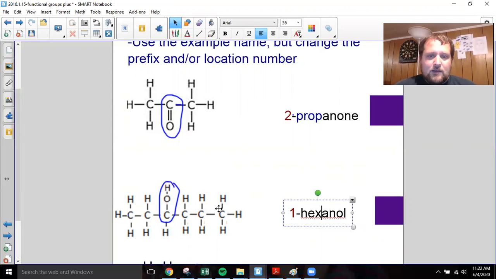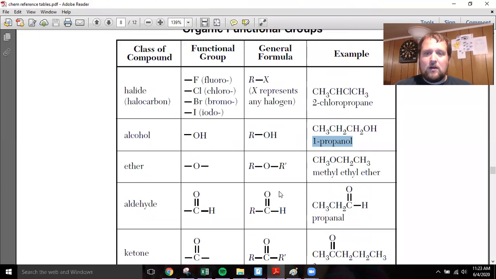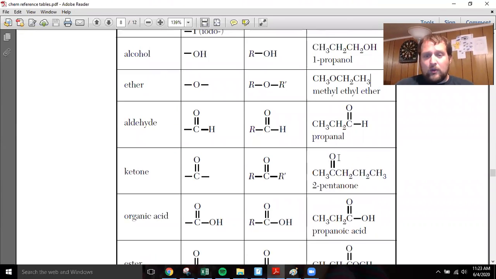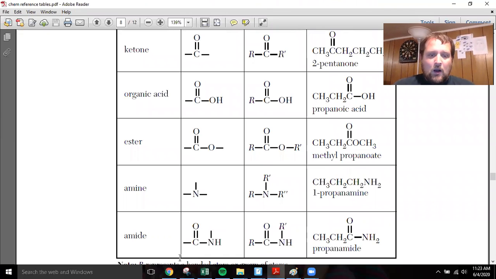And then I need to also change my location number because this OH is not on the first carbon. It's on the 1, 2, 3, third carbon. And it actually matters because if this OH was over here on the first carbon, it would have a different boiling point. When it reacted, it would make different products. Like it matters whether it's on the first, second, or third carbon. So that's another thing. If the example on table R has a location number, you should have a location number too. All right, let's do one more.